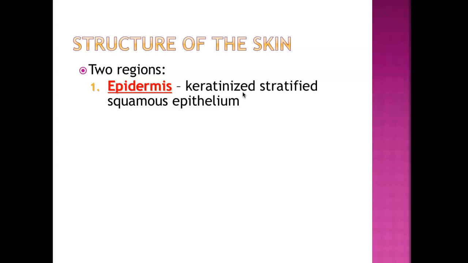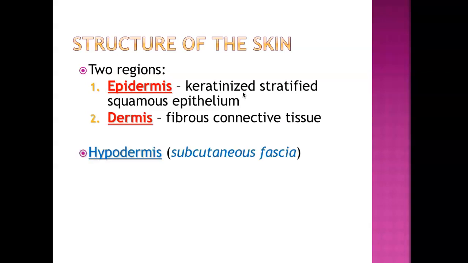Stratified meaning there's multiple layers. You can remember that from our tissue discussion yesterday. Squamous meaning that they're flat, okay, and they're kind of disc shaped, all right? The dermis is underneath the epidermis, and it's going to consist mostly of fibrous connective tissue. And then the hypodermis, also known as the subcutaneous fascia or fascia, is going to contain adipose tissue underneath the skin. And remember, I said this yesterday, adipose is another word for fat.